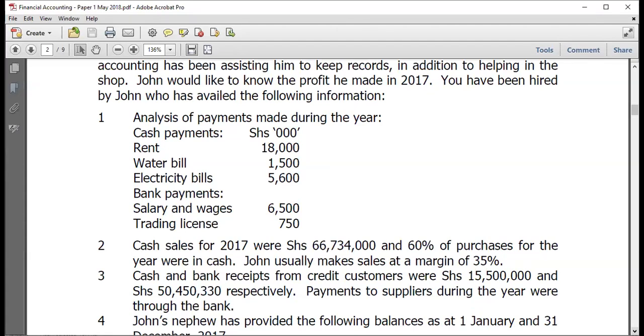And then they're also telling us that John usually makes a sales margin of 35%, okay? Item number three, they are saying cash and bank receipts from credit customers were 15 million and 50,450,330 respectively, okay? And they are telling us that payments to suppliers during the year were through bank.